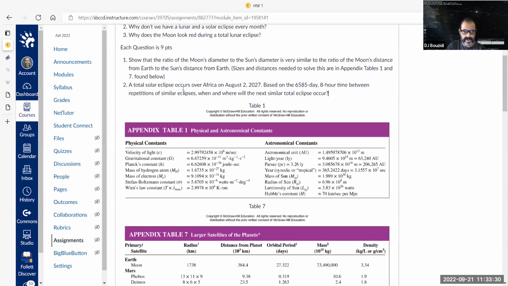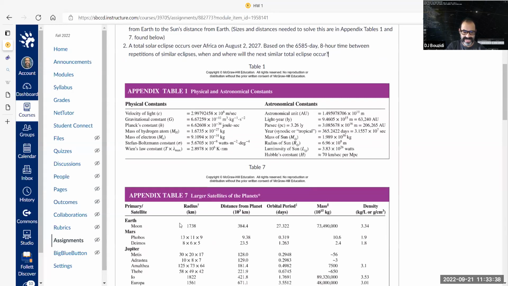The sun's distance from the Earth is 150 million kilometers. We need the moon's distance though, because the moon's distance from the Earth is also needed, and that is actually here. If you look at Table 7, it says the moon is at a distance of 384,400 kilometers from the Earth. That's the distance from the planet, and the planet in this case is Earth.